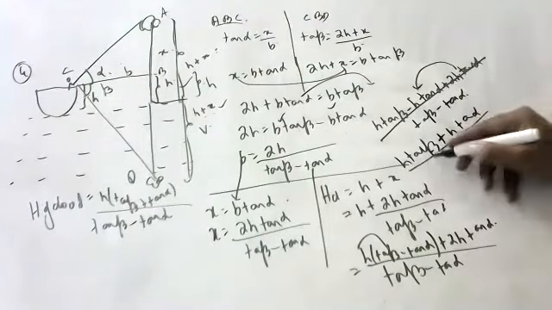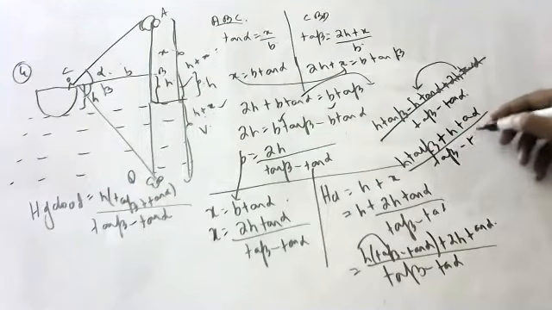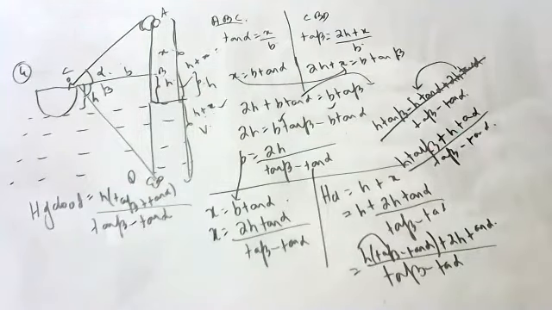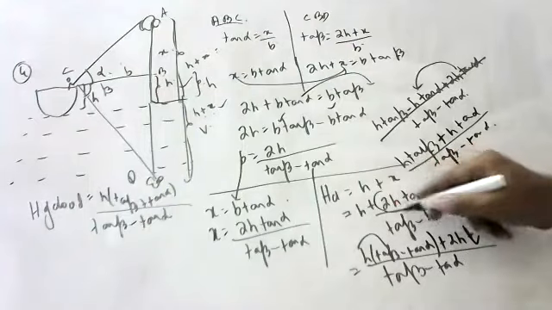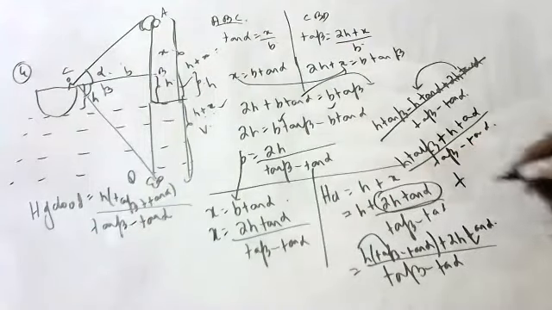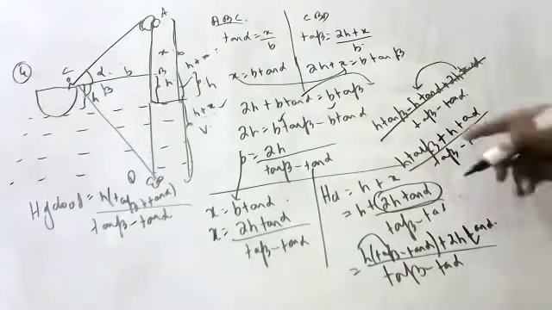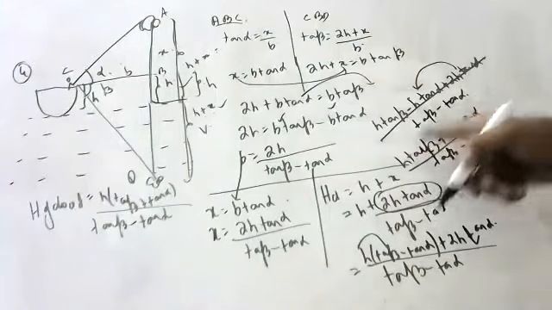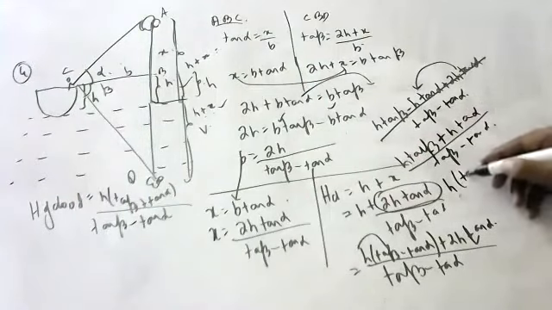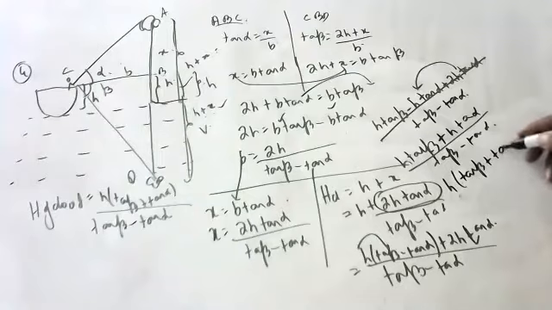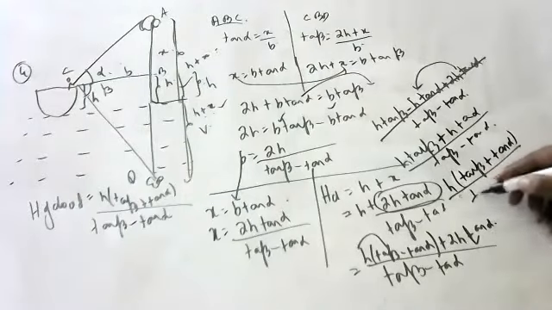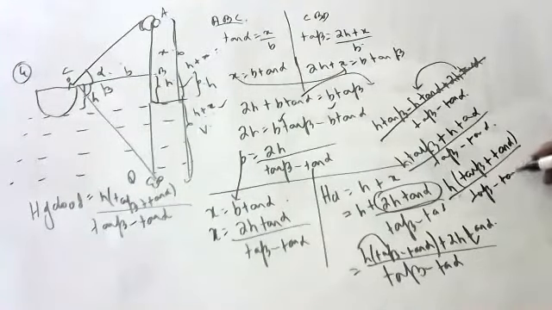So it is h tan beta minus h tan alpha plus 2h tan alpha, right, sir? Yes, 2h tan alpha. Okay, take h common here: h into (tan beta plus tan alpha) by (tan beta minus tan alpha). Hence proved. That's it. We have to do that one.